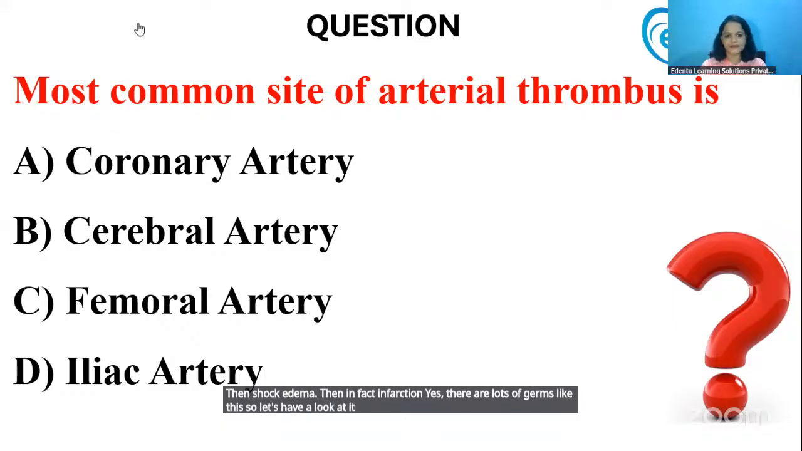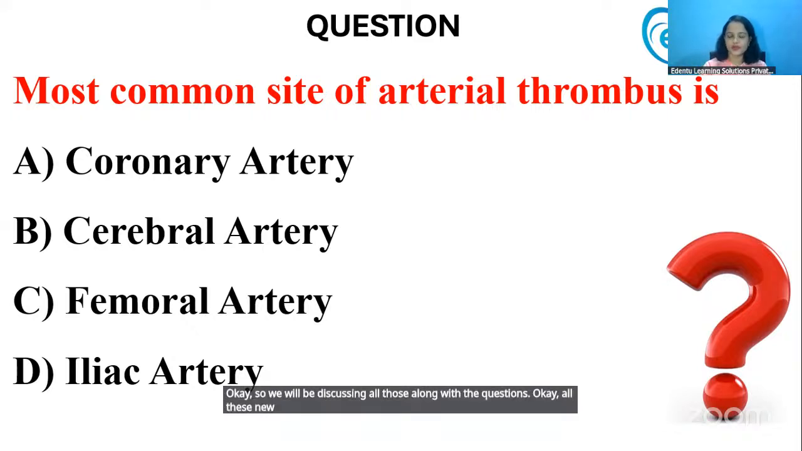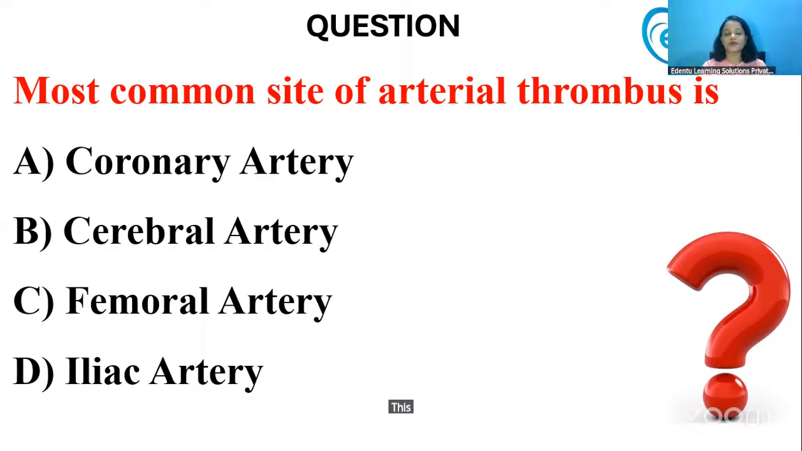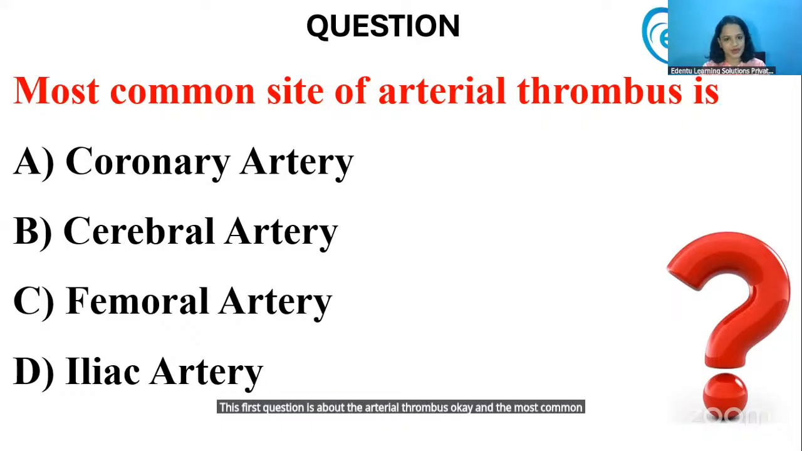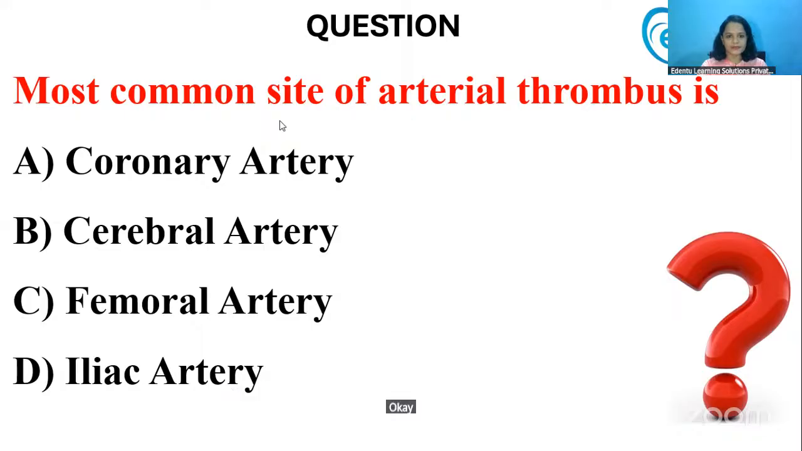So we will be discussing all those along with the questions. All these new terms we'll be discussing when we come to the question. So this first question is about the arterial thrombus, and the most common site of arterial thrombus. What is it? Okay, so let's have a look at what the arterial thrombus is.